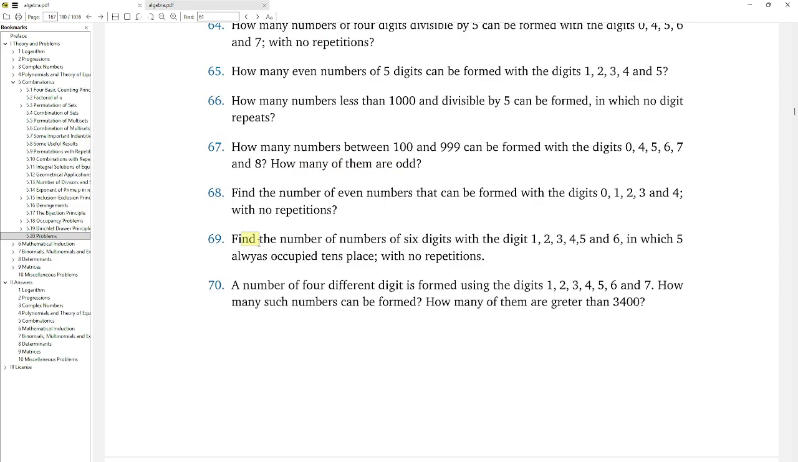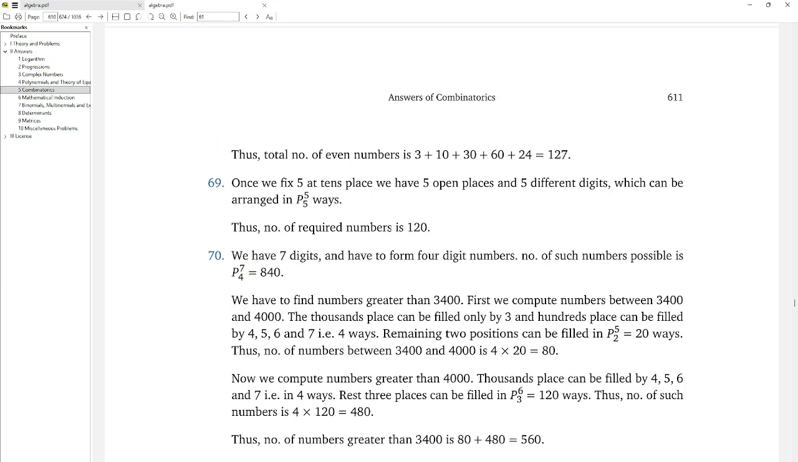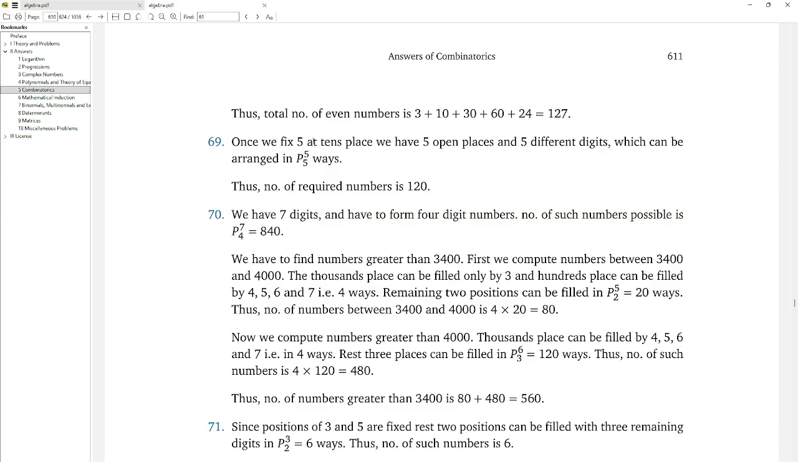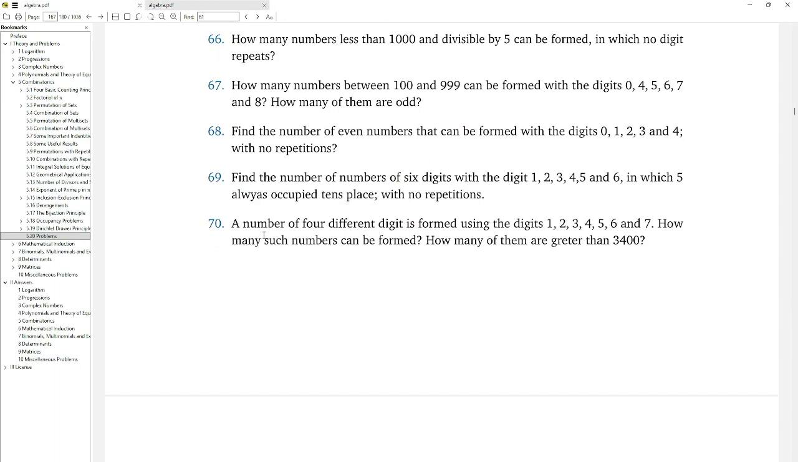Question 69 says that find the number of 6-digit numbers with the digits 1, 2, 3, 4, 5, and 6, in which 5 always occupies the tens place, with no repetitions. So once we fix 5 at the tens place, we have 5 open places and 5 different digits which can be arranged in 5P5, that is 5 factorial ways. The total number of required numbers is 120.